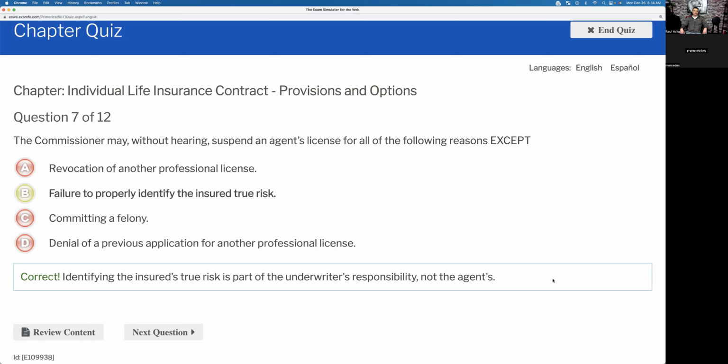The other three are. If you had a revocation of another professional license, then you could get your license suspended. You committed a felony, obviously. Denial of a previous application for another professional license. Yeah, denial.